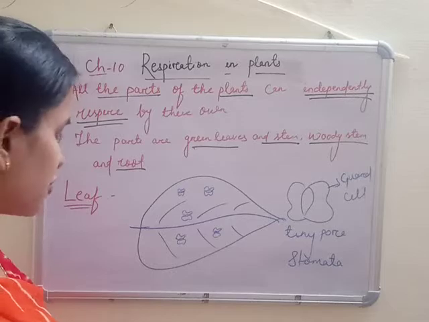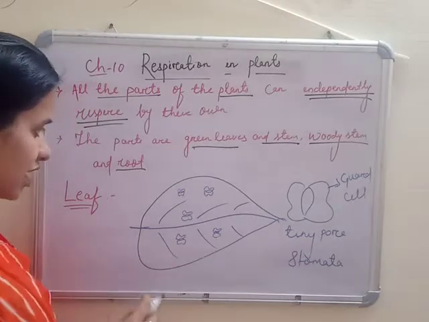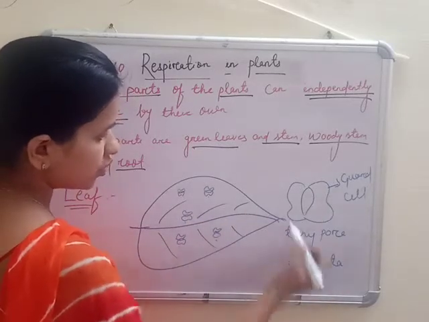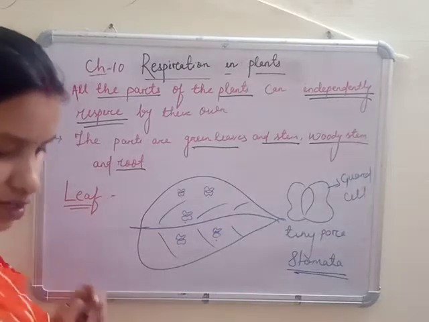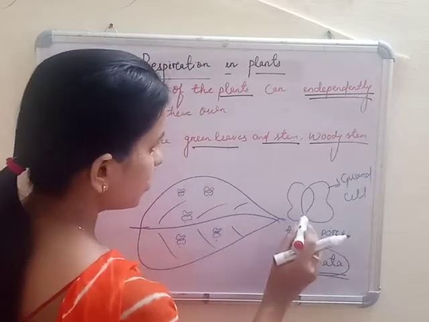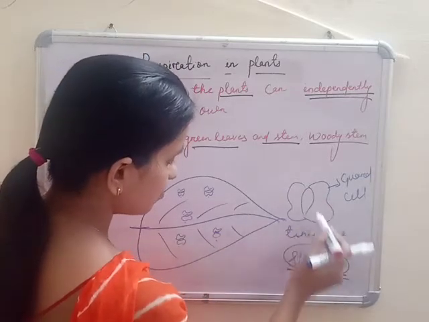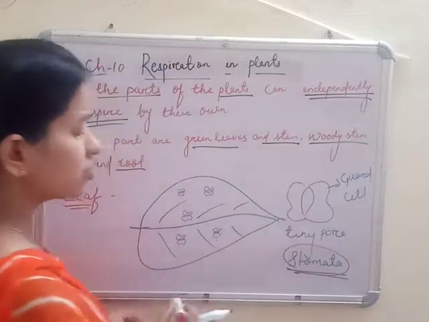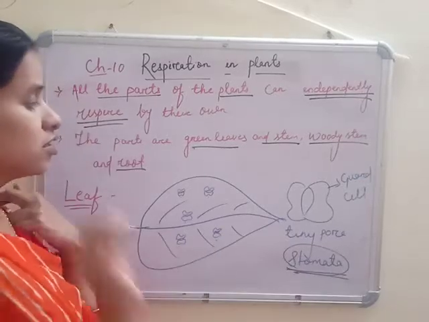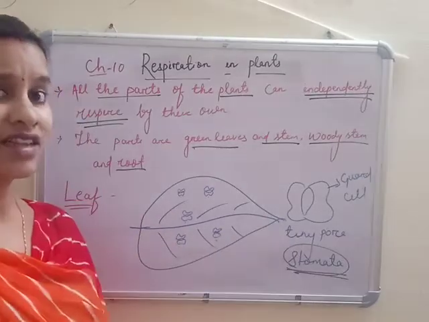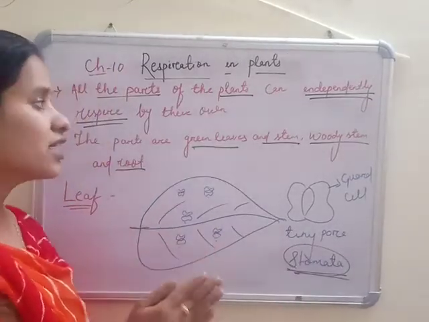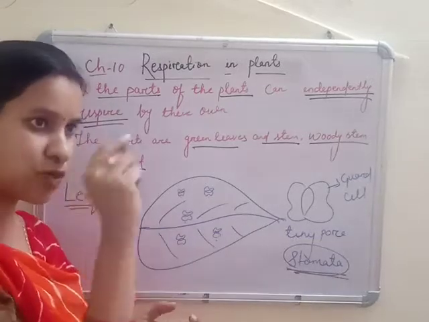In the leaf, I have drawn a leaf and you can see I have drawn some small openings. These tiny pore openings are called stomata. This is a diagram of a stomata, and the wing-like structure on the side is called the guard cell. So what is a stomata? Stomata are tiny pores present in the green parts of the plant. Not only the leaf, all the parts that are green contain stomata.